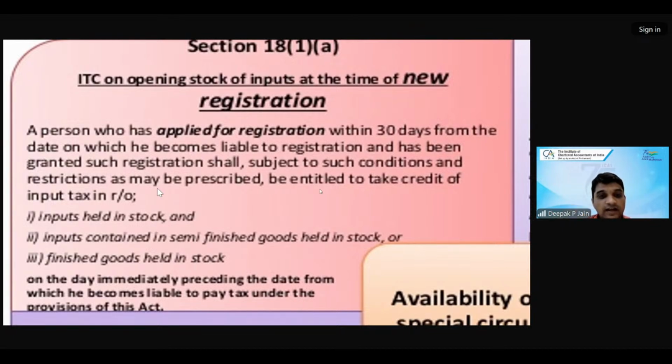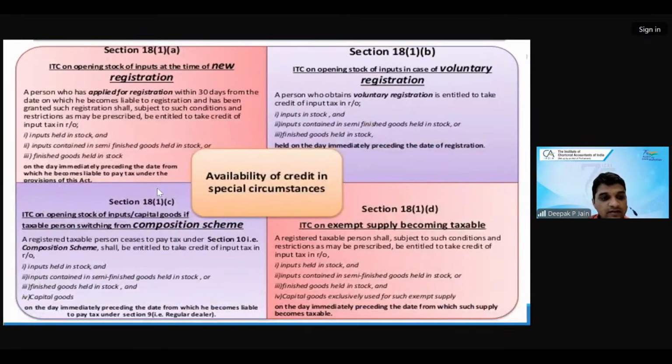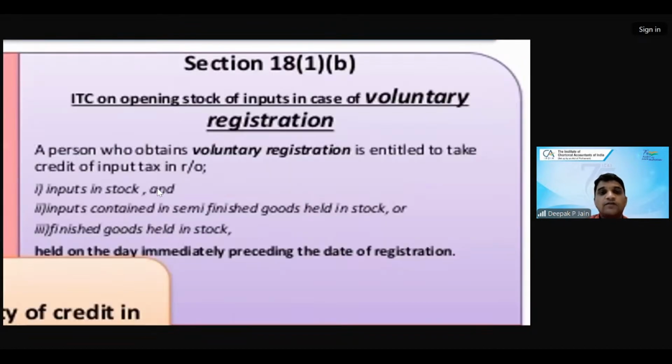Second is 18.1b. This is for a person who is not liable for registration, but he voluntarily applied. His turnover is still 10 lakhs. The limit is 40 lakhs, but he said, no, I want to go for voluntary registration. Good. Go for voluntary registration. You will also get the benefit.